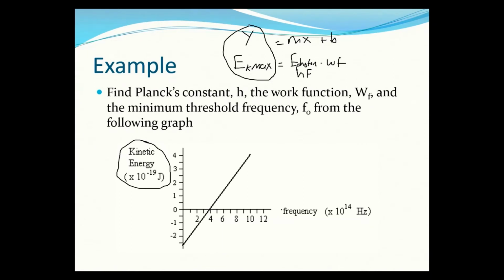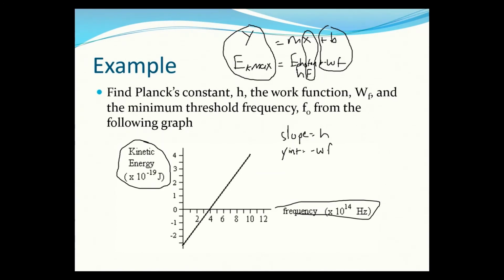Right? And then the frequency of our photon is our x-axis right here. So our x-axis is that photon frequency. So what we see here is that our slope is equal to h. Really nice and easy, right? And instead of saying plus work function or minus work function, I'm just going to say plus negative work function. So our b value, our y-intercept, must then be equal to our negative work function, right?